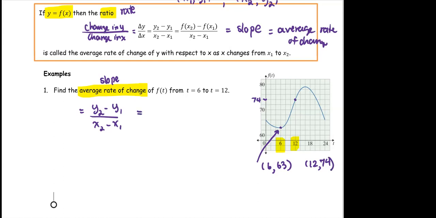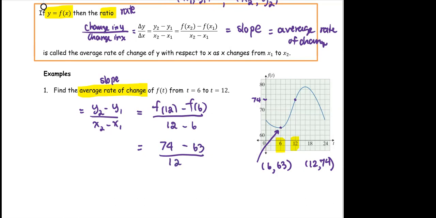That means we are going to do the same as computing the slope formula. In full notation, that would be the function at 12 minus the function at 6, divided by 12 minus 6. The numbers we pull from the graph: the function at 12 is 74 minus the function at 6, which is 63, divided by 12 minus 6. Then simplify the numbers as you always do. The numerator gives us 11, the denominator is 6. So that's the answer in exact form.